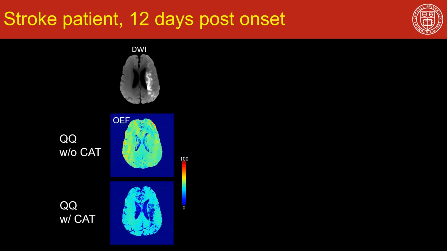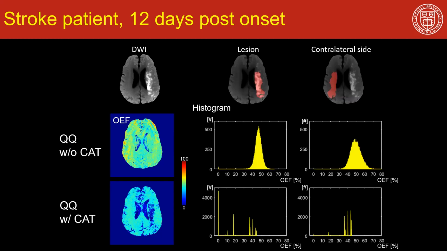Here is another stroke patient result. QQ with CAT shows a low OEF area that agrees with a DWI defined lesion. However, QQ without CAT does not show such a pattern. It is clear when you look at the histogram. QQ with CAT shows the strongest peak at OEF close to 0 in the lesion, whereas QQ without CAT does not show any specific distribution corresponding to the low OEF values in the lesion.